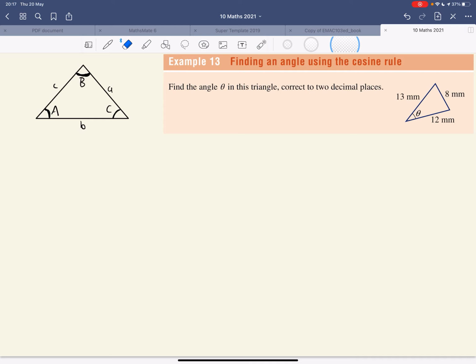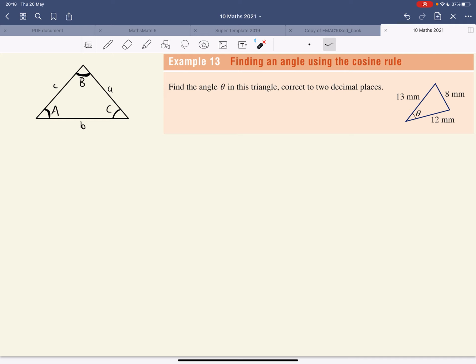All right, year 10s, let's go through this example. So definitely using the cosine rule here for this one. Find the angle theta in this triangle, correct to 2 decimal places. And I can tell that I'm going to be using the cosine rule because I have an angle that I'm asked to find. Now, just because I'm asked to find an angle doesn't necessarily mean I'll use the cosine rule.